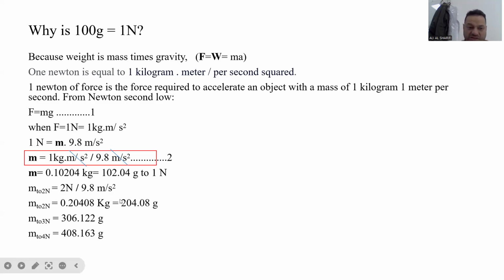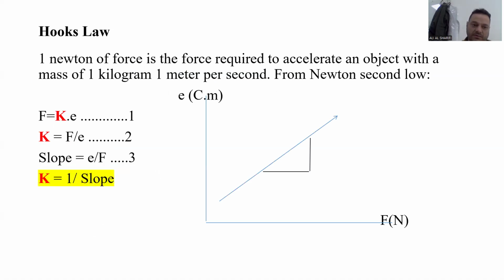Here it's kilogram because the newton has another unit: kilogram multiplied by meter divided by second squared. So here it's in kilograms. In grams, it's 102 something grams, approximately 100 grams. By that, 3 newtons is approximately 300 grams, and 5 newtons approximately 500 grams.